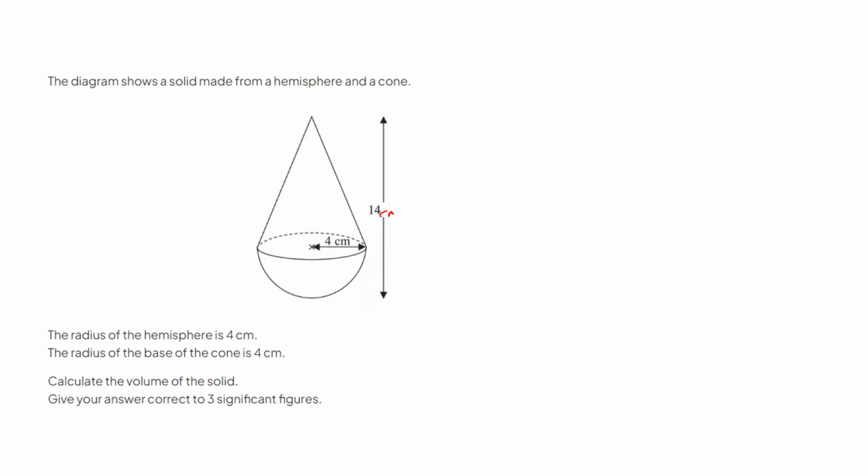We know that the volume of a cone, that's a terrible cone, is equal to 1/3 times pi r squared times height. Okay? We also know that the volume of a sphere is equal to 4/3 pi r cubed. Okay? So let's focus on the cone first.